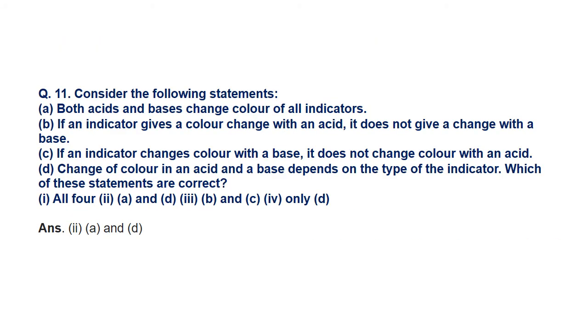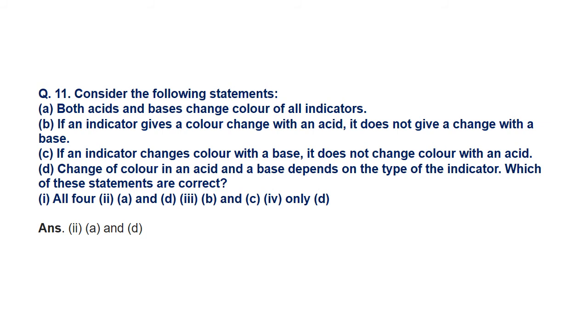Question number 11. Consider the following statements. A: Both acids and bases change color of all indicators. B: If an indicator gives a color change with an acid, it does not give a change with a base. C: If an indicator changes color with a base, it does not change color with an acid. D: Change of color in an acid and a base depends on the type of indicator. Which of these statements are correct? The answer is that A and D statements are correct. Others are not correct.